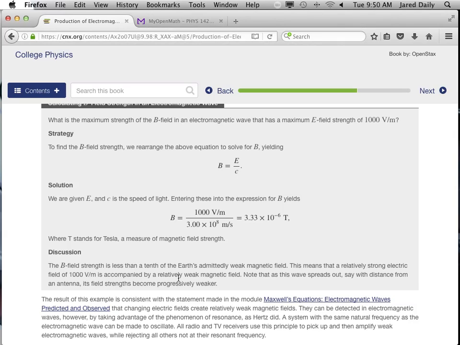So in this case, if it's 1,000 volts per meter in the electric field, what is the magnitude of the magnetic field? You rearrange that equation so that magnetic field equals electric field divided by c, and you get the magnetic field equal to 1,000 divided by 3 times 10 to the 8, so it's 3.33 times 10 to the minus 6. A microtesla, right? Microtesla, even for a magnetic field, that's kind of small, right?